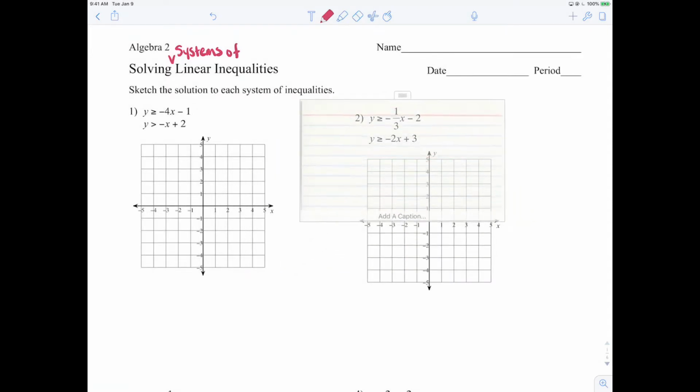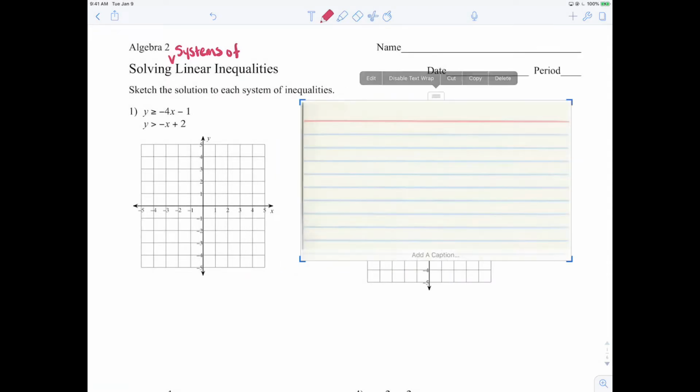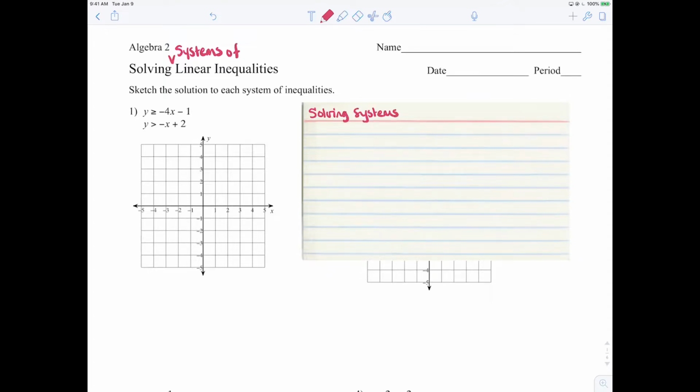And I see that these inequalities that are here, so this is solving systems of linear inequalities by graphing, and we will see that these inequalities look like y equals mx plus b.